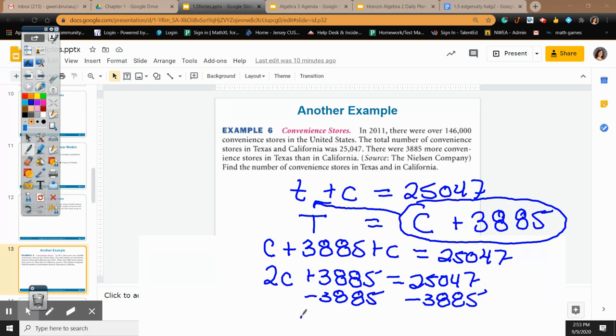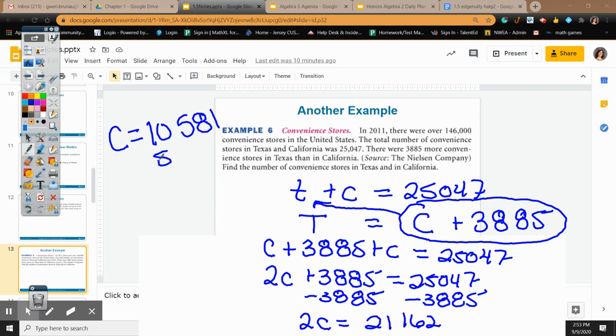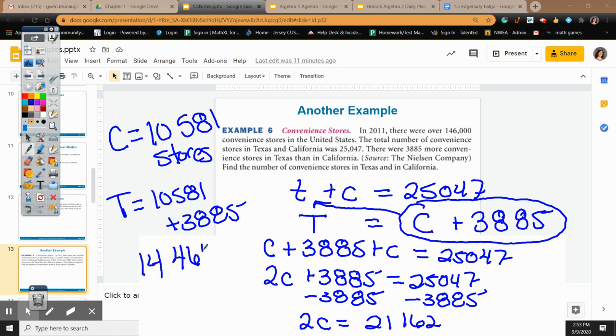Get 21,162. Divide by 2. I ran out of space here, but if I divide that by 2, it says California is 10,581 stores. Then how many would Texas have? Well, you go back to your Texas equation, and that will be California, the 10,581 plus the 3,885, which is 14,466 stores. So this is our total, and then you have to figure out how those two are related and substitute them in.